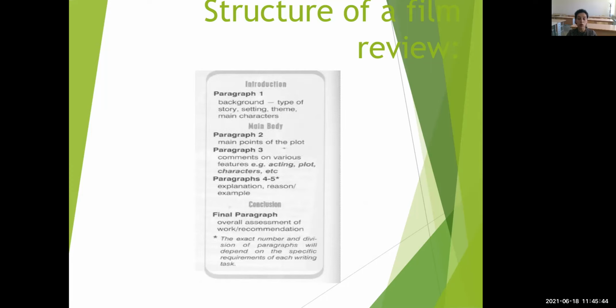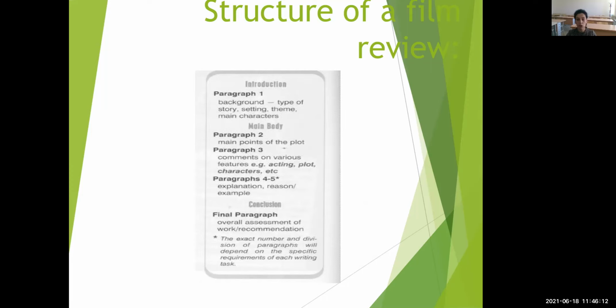Then you should comment on various features like acting, plot, characters, and so on in paragraphs number 4 and 5, for example. If you have more than 2, 3 paragraphs, you can give explanation, reason, and example, or you can give all this in 2 paragraphs, as I told you earlier, at least. As an example, we have here 4 paragraphs in the main body.